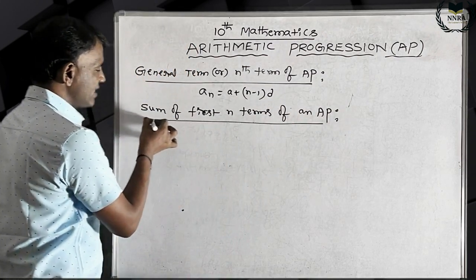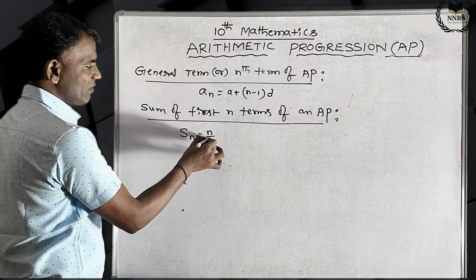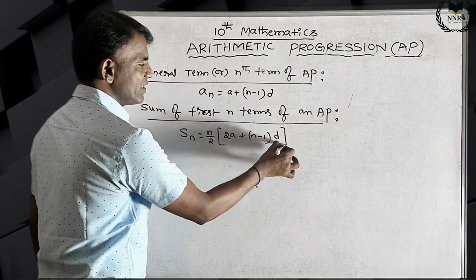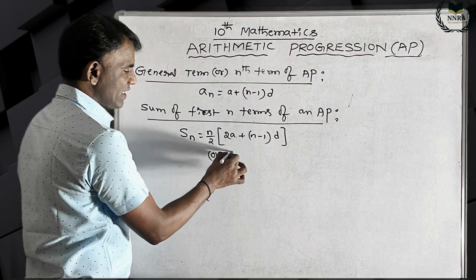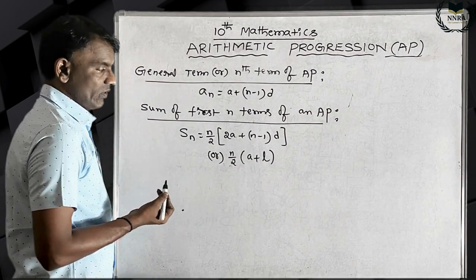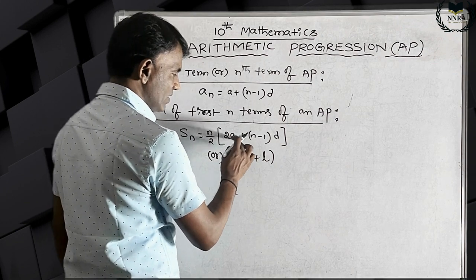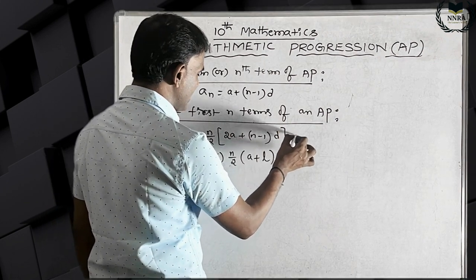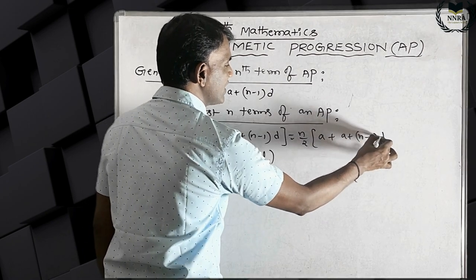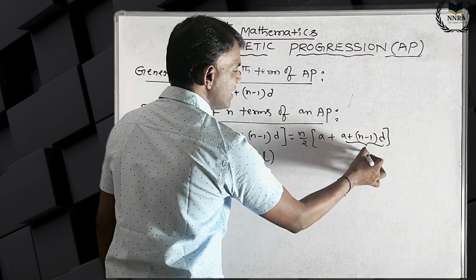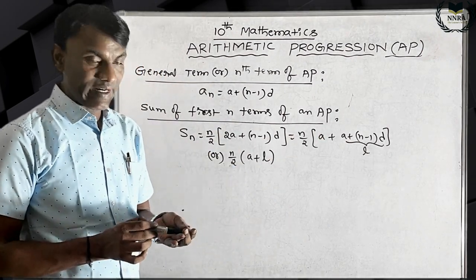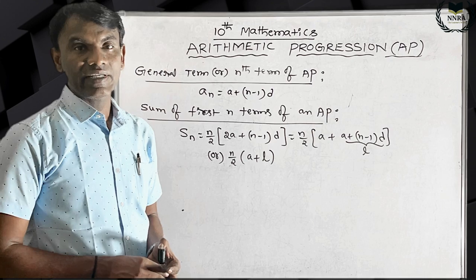So generally it is denoted by Sn and the formula is n by 2, 2a plus (n minus 1) into d. The same formula can be written as n by 2 into (a plus l) also. Why? Because here 2a plus (n minus 1) into d is there, na? That can be written as a plus (n minus 1) into d, so here it is denoted by l. So a plus l, n by 2 into (a plus l). That is the formula for finding the sum of first n terms of the given arithmetic progression.